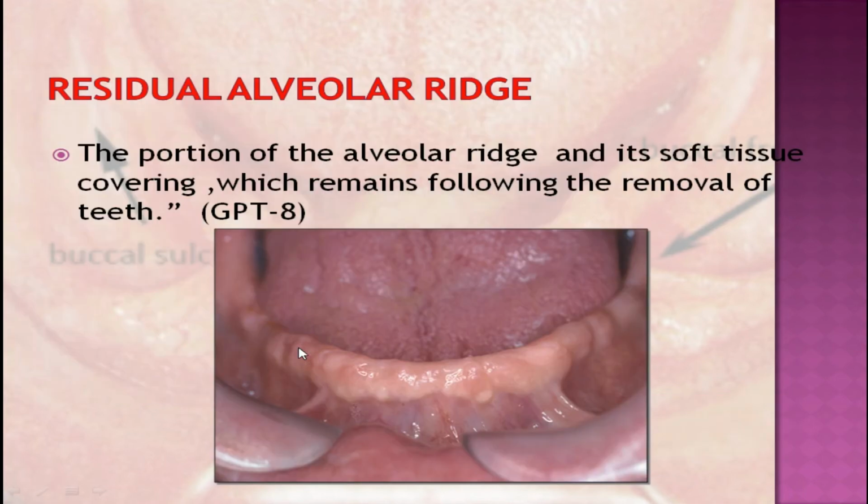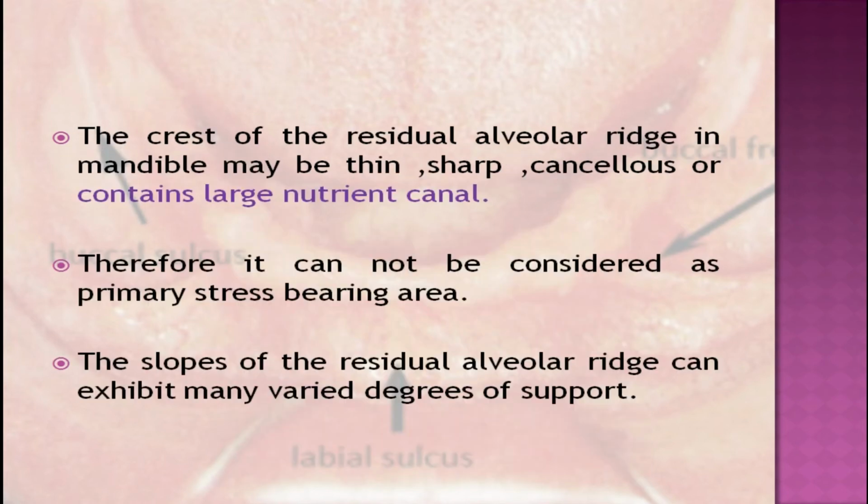Residual alveolar ridge. The portion of the alveolar ridge and its soft tissue covering which remains following the removal of teeth. The crest of the residual alveolar ridge in the mandible may be thin, sharp, cancellous, or contain large nutrient canals. Therefore, it cannot be considered a stress bearing area. The slopes of the residual alveolar ridge can exhibit many varied degrees of support.